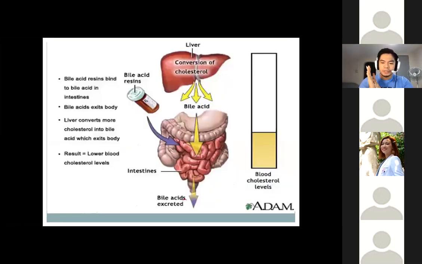So this figure explains the mechanism of action of bile acid sequestrants. In short, ang bile acid sequestrants, they have the ability to inhibit the process of biliary recycling. Yes or no? Naalala ang biliary recycling? Yes, okay. So balikan natin. Ang biliary recycling is the process of reabsorption of majority ng bile acids.